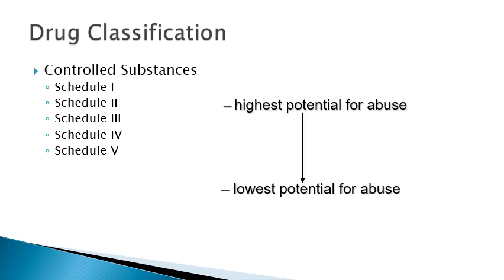So again, here are your controlled substances, and you can see some examples. In the clinical pathology text, they actually do show some examples, so it lets you know what types of medications could fall underneath these. The highest potential for abuse is going to be your Schedule 1. Your Schedule 5 is going to be the least potential for abuse.